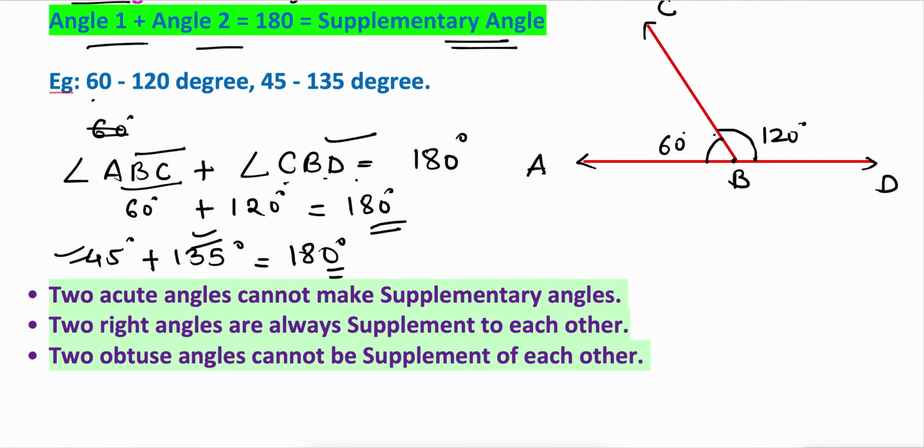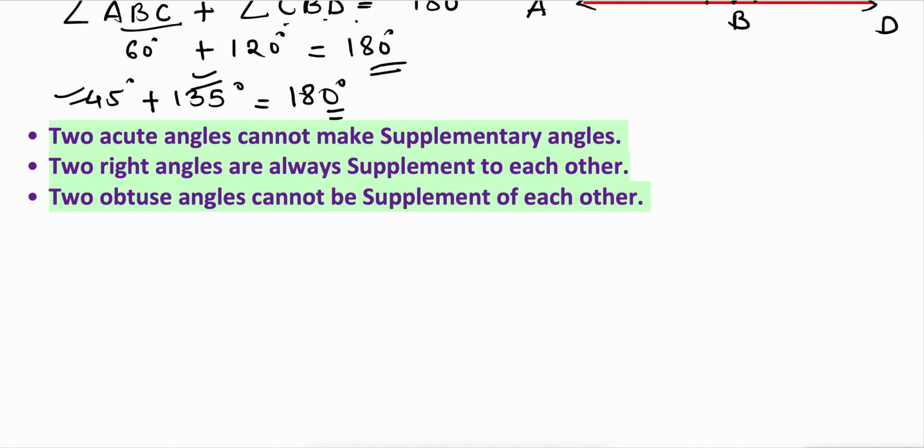Now let's see some important points for supplementary angles. Two acute angles cannot make supplementary angles. As we know, an acute angle is in between 0 to 90 degrees. So suppose it is 30 degrees and 60 degrees, their sum will be equal to 90 degrees. Their sum cannot be equal to 180 degrees. So two acute angles cannot make supplementary angles.